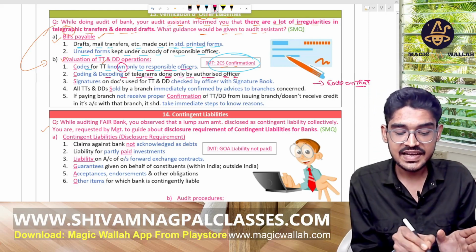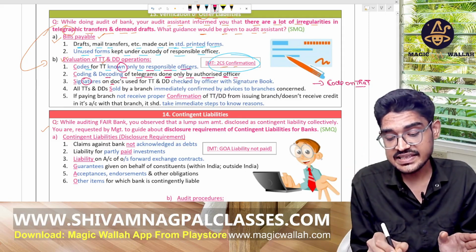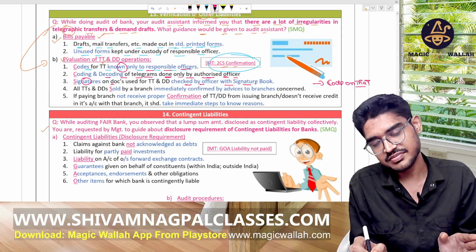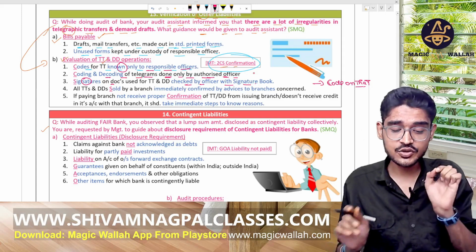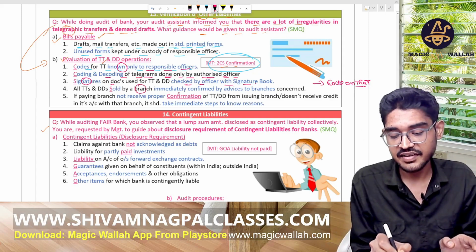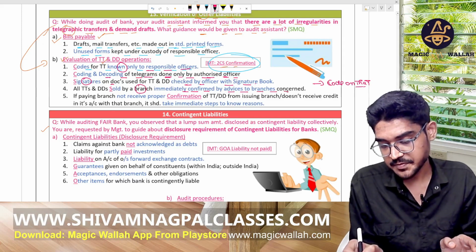By S means signature on the document used for the TT and DD are checked by the officer with the signature book. You can see, just like it's a cheque. Now all TT and DDs sold by a branch are immediately confirmed by advices to the branch concerned.